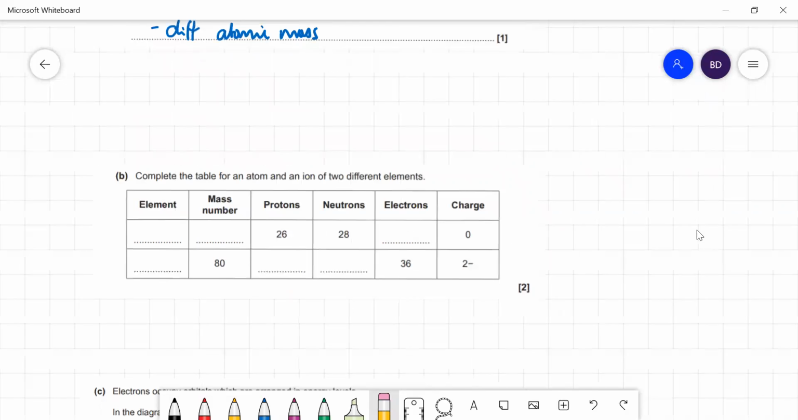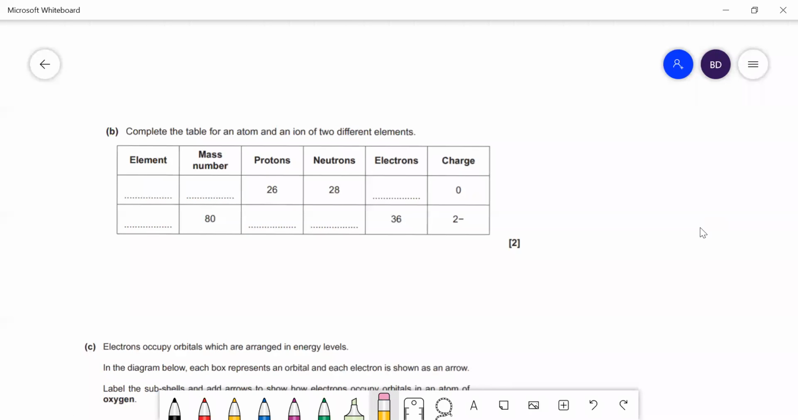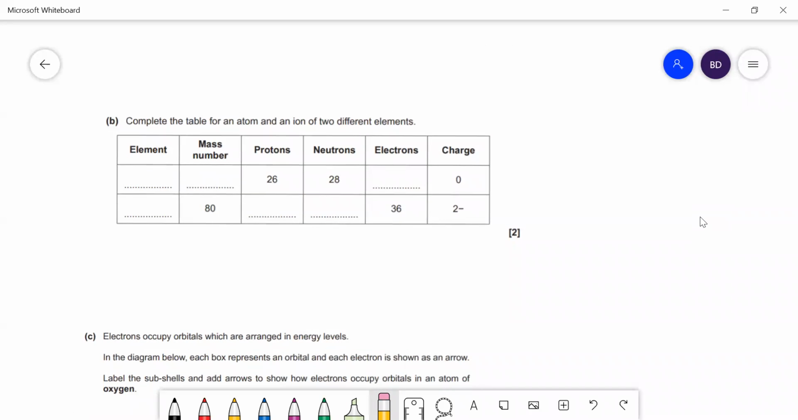Okay, this is a bit GCSE, this question. Complete the table for an atom and an ion of two different elements. Right, this first one has got 0 charge. So it's got the same number of electrons as protons, so it must have 26 electrons. Its mass number is 26 plus 28, which is equal to 54.